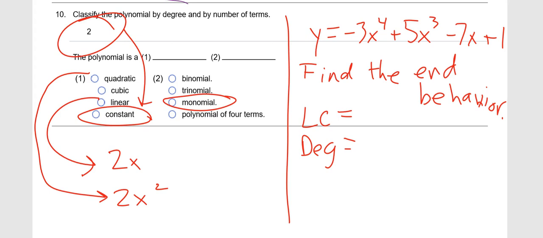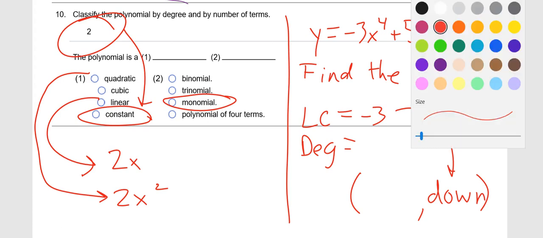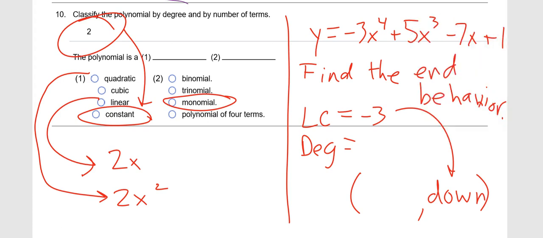When I decide, and I have said this in class, negative 3 tells me that the right end behavior is down, and that's why I write that, so that you know that the negative 3 is telling me the right end behavior. If we know the leading coefficient is negative 3, that tells me the right end behavior is down. What does the even degree tell me? That it's the same as the right. We are definitely down with this polynomial.